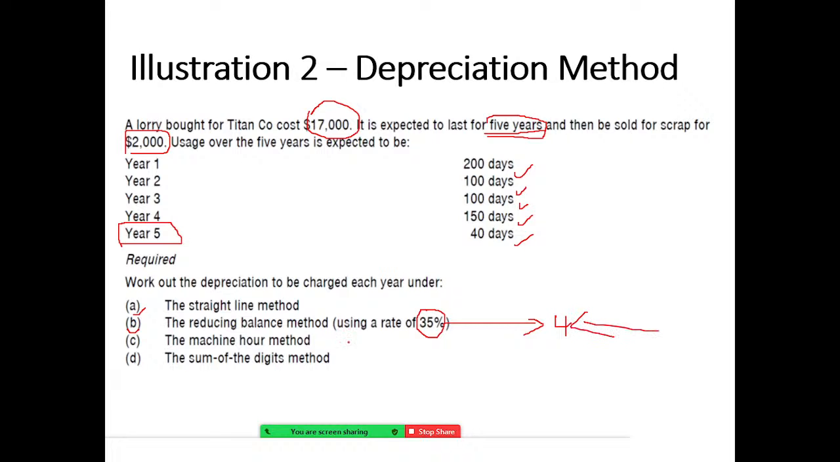And the machine hours method. Machine hours mean how many days it can be used: 200 plus 100 plus 100 plus 50 plus 40. So in total we take the number of machine hours. Then the sum of digits. Here from the initial date it can be used for 5 years, after that 4 years remain, after that 3 years remain, after that 2 years remain, and 1 year remains at the beginning of each year. So we get the sum, the total value, which is the sum of digits.